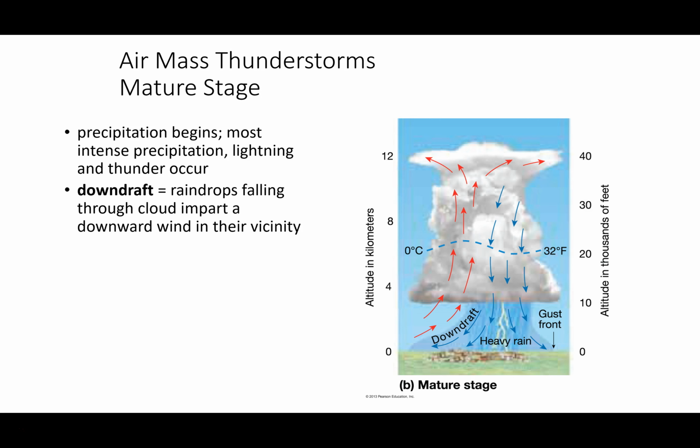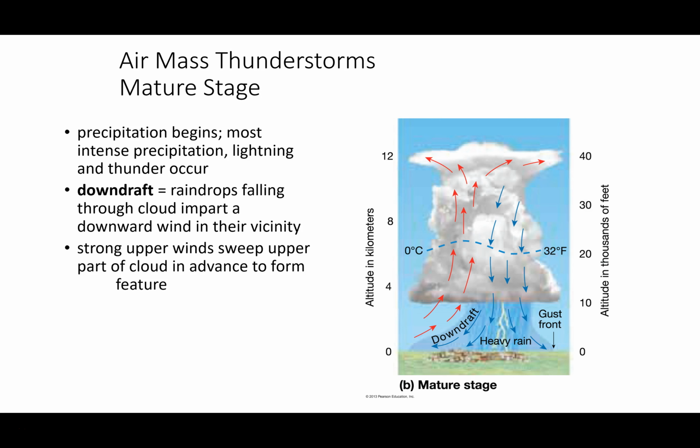So updraft and downdraft. Now the downdraft is what I think of as created as the raindrops fall. The raindrops fall, they create a wind going down. So we have the updraft and we have the downdraft. Now we're going to look at a better figure of a mature thunderstorm cell.